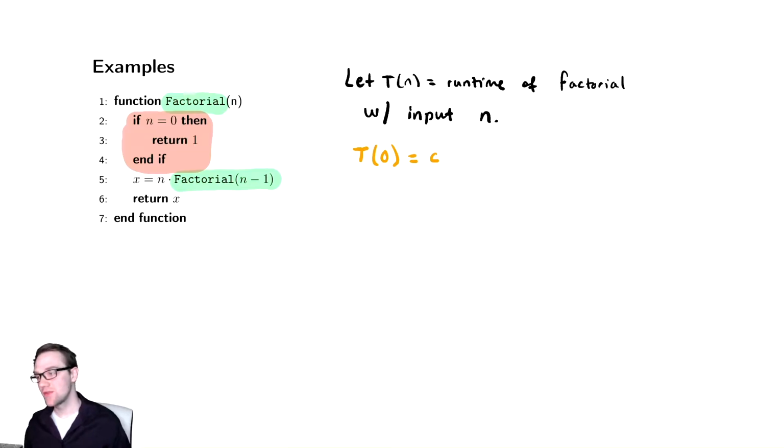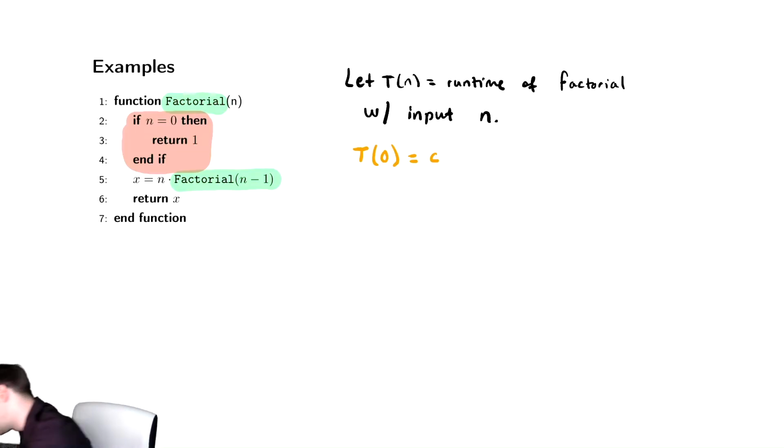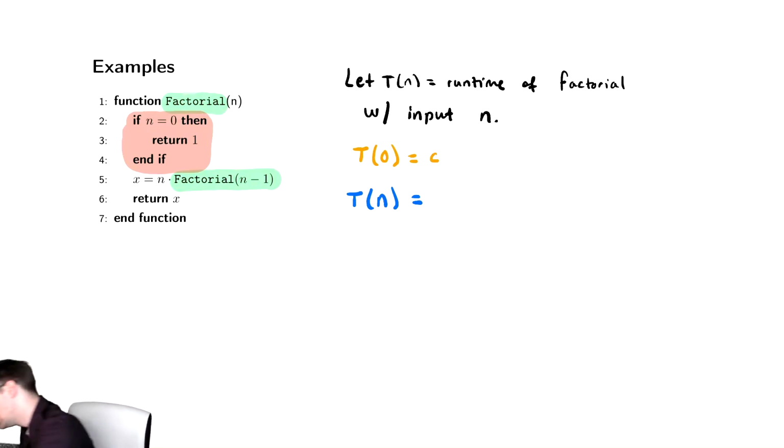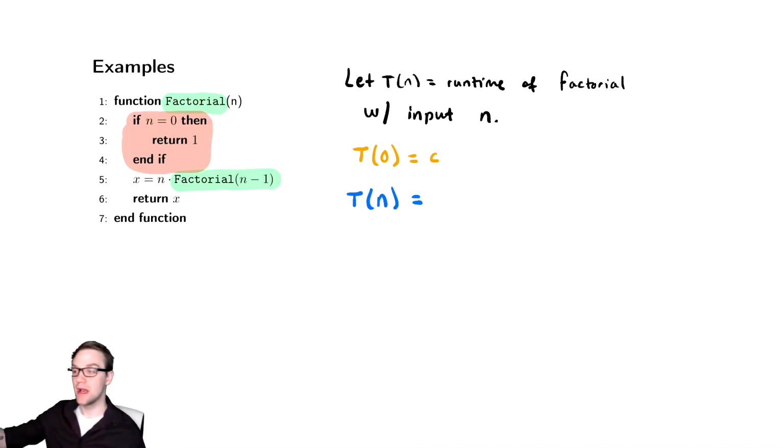We then need to try to figure out how to categorize the running time when n isn't equal to 0. So let's write that in a different color. We want to write t of n is equal to something when n is not equal to 0. Well, if n is not equal to 0, let's see what the code does. If n isn't 0, we check if n is equal to 0. That returns false, so line 2 would execute. We would then execute line 5 and then line 6. Line 2 and line 6 both take constant time.